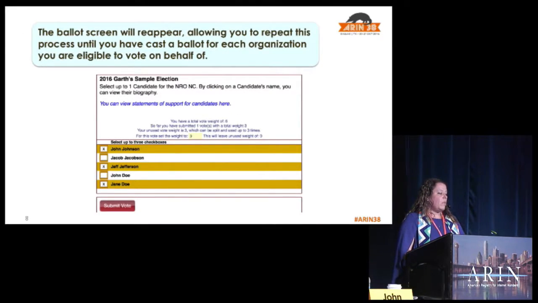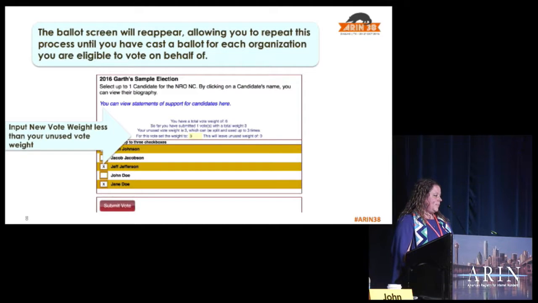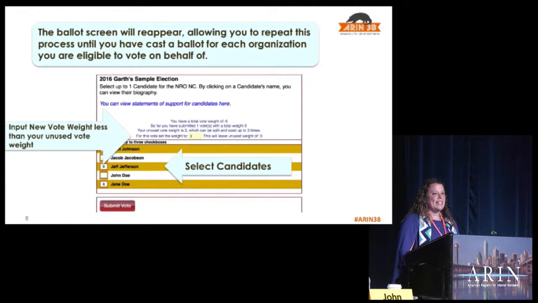If you have multiple ballots you're wishing to cast because you do have a higher weight number, then just note that the ballot screen will reappear if you've changed that number, allowing you to repeat this process until you've cast each ballot for each organization you're representing. And of course, if you are changing it, you will continue to input the new vote weight less than your unused vote weight. Again, you'll select your candidates, and then you'll want to submit your vote.